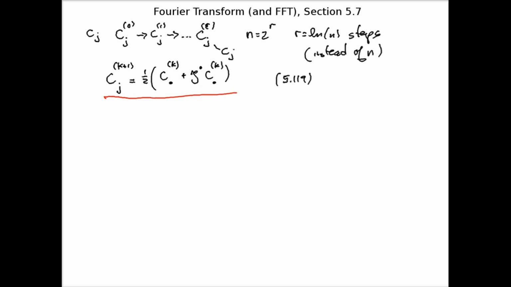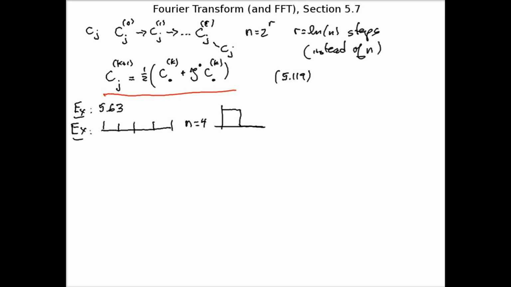So let's just do this example. Well, I should say there's an example in the book, which is 5.63, and I'm going to do the example that I did before, which is just with n equal to 4, and it's this step function that I was doing before. So here we go. Remember that the f vector that we had was 1, 1, 1, 0. That's these three values, 1, 1, 1, 0.